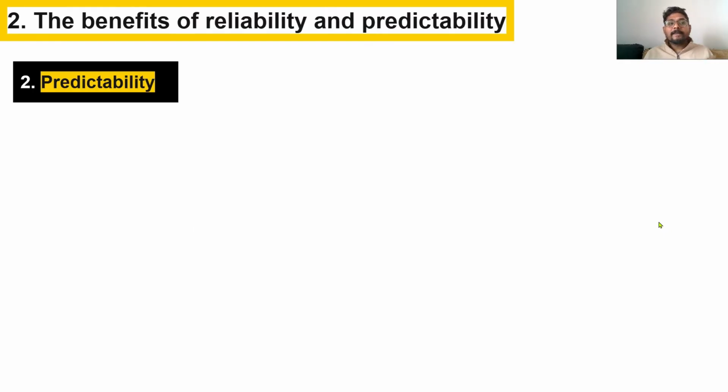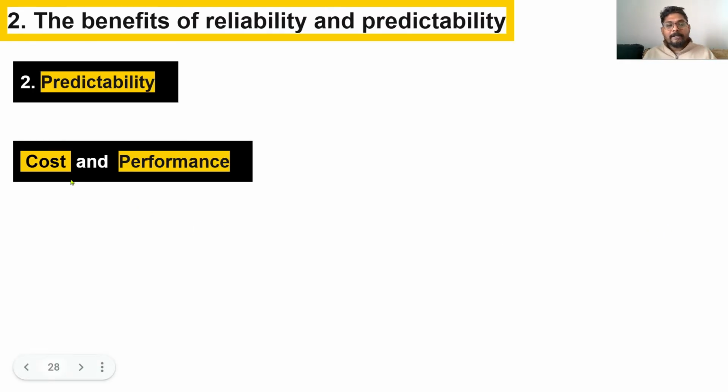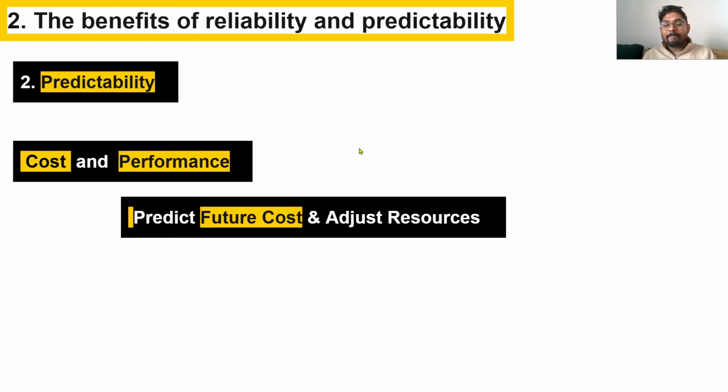Now the second point, predictability. Predictability means I can predict what would be the cost in the next 3 months, the cost of my next month, the cost of this month. I can predict how the performance would be. So predict future cost and adjust resources. For example, I am using 2 RAMs, 2 CPUs, 2 VMs. So what is the total cost? I know it. Next month also I will continue the same, I know it. Next month I may need to do horizontal scaling, that means I need to add one more VM. So my cost will be this much. Like that in Azure, you can literally predict your future cost.